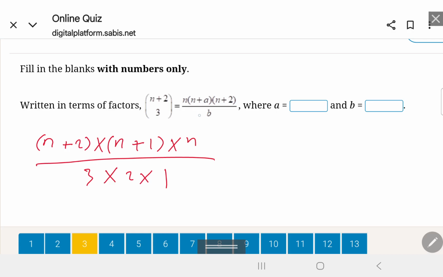As you can see here, you have n and n. You have n plus 2 and n plus 2. This means a must be 1. And b is 3 times 2 times 1, which is 6.